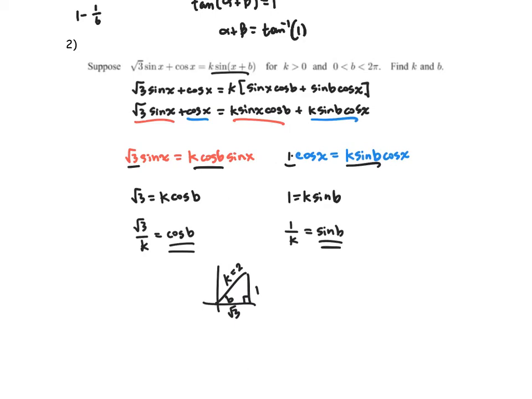Now, b, the angle, must equal 30 degrees, or we could say pi over 6 radians, whereas k, like we said, is equal to 2. Thus, we could expand on this and say that square root of 3 sine x plus cosine x is equal to 2 sine of x plus 30, or x plus pi over 6. All right, so that's a unique question. You'll probably see that on a paper 1 at some point. All right, let's keep going on a couple more examples here.